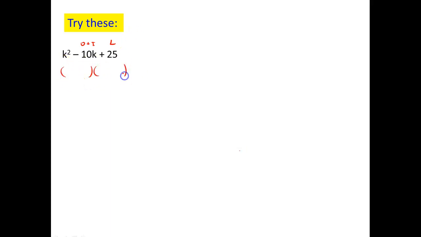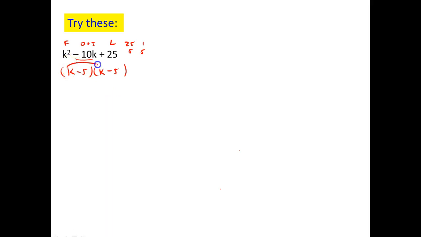So we have k and k in the front. It's the only way to get k squared. And the factors of 25, there's only two possibilities, 25 times 1 or 5 times 5. We need those two numbers multiplied to give me a positive, but when we add them, they give us negative 10. So that means they're both going to be negative: negative 5 and negative 5.